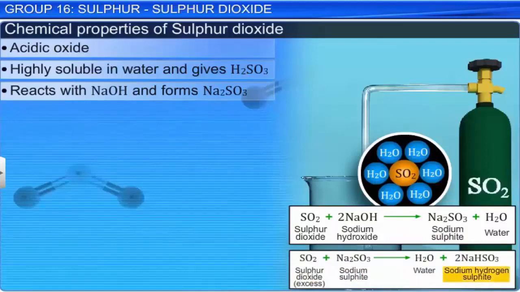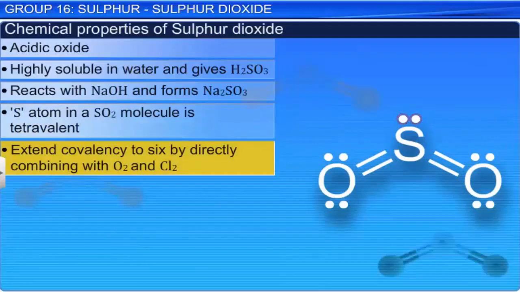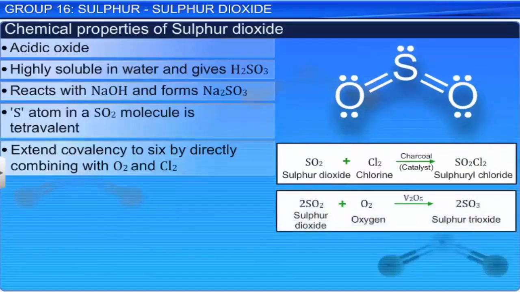The sulfur atom in a sulfur dioxide molecule is tetravalent. Hence, it can extend its covalency to 6 by directly combining with elements like oxygen and chlorine to form the corresponding addition compounds. For example, it reacts with chlorine in the presence of charcoal as a catalyst to give sulfuryl chloride, SO2Cl2. Similarly, in the presence of vanadium pentoxide as a catalyst, it gives sulfur trioxide.